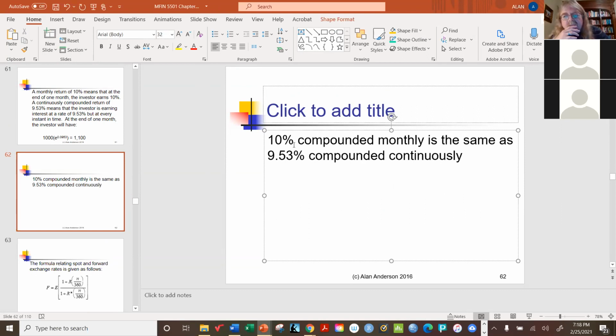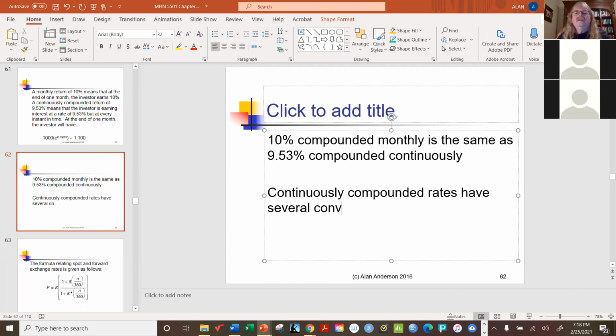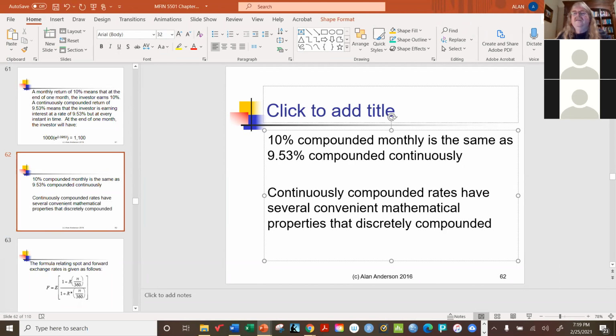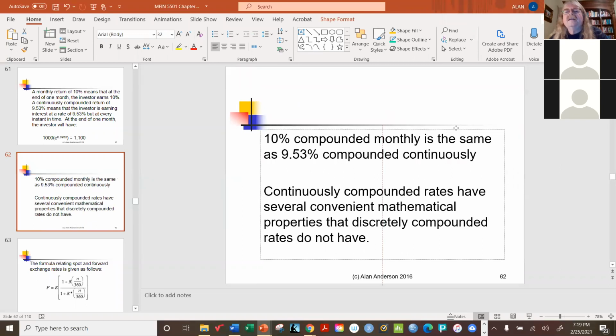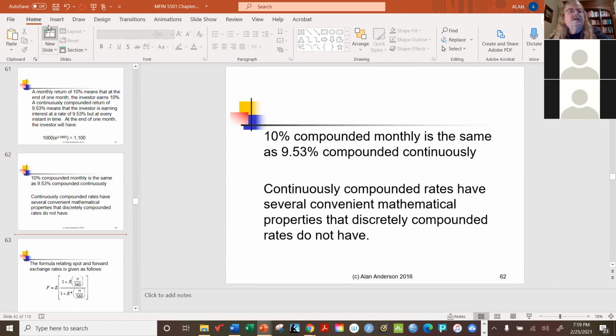Now, with many different models in finance, continuously compounded rates have several convenient mathematical properties that the discrete rates do not have. I think I may have already shown you this example once before, but let's just check this out. Another example, just to show you what I mean by convenience.